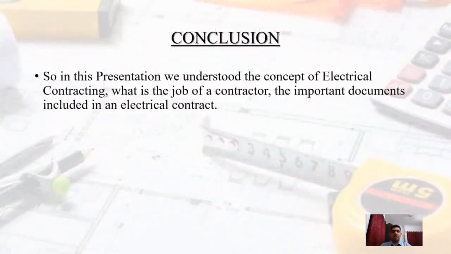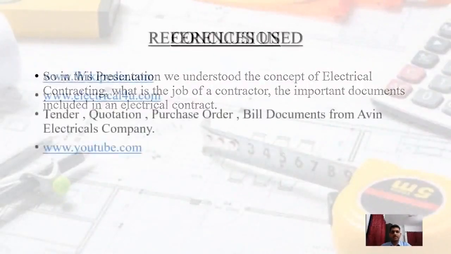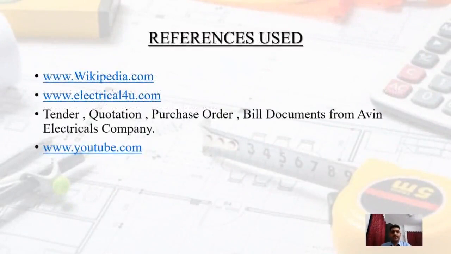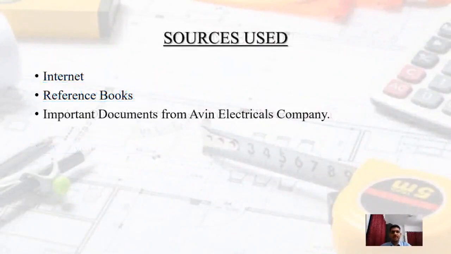So in this presentation, we have understood some important documents included in an electrical contract. So, what is the job of a contractor? Important documents included in electrical contract, concept of electrical contracting. In this slide, I have shared some references that I have used for making this presentation. In this slide, I have shared some sources that I used for making this presentation.